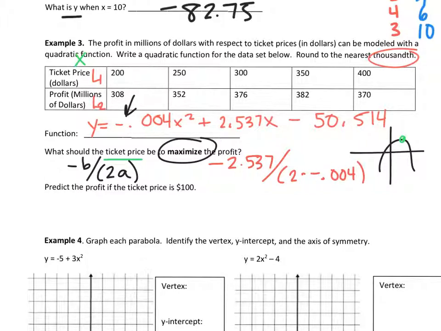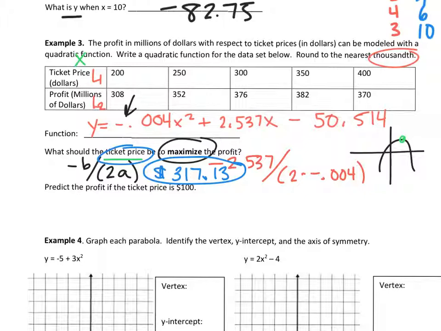So I'm going to put that in my calculator. I usually just put 2A all in parentheses. So 2 times negative 0.004 is... $317.13. So whenever you read maximum or minimum, or the highest point or the lowest point, and it's a quadratic function, you want to find the vertex. In this case, I only need the x-coordinate of the vertex because it asks for the ticket price. If they ask for the profit, I'd have to plug in 317.13 for x.